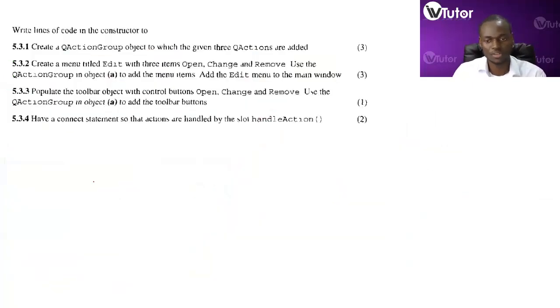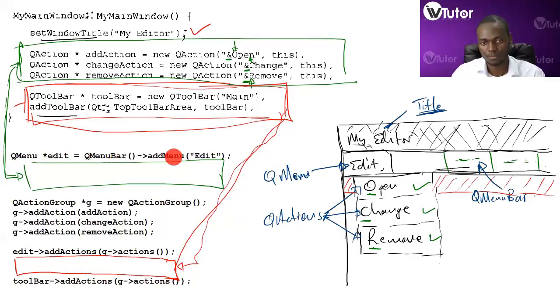So this question says create a menu titled edit with 3 items, open, change, remove, use the Q action group in A to add the menu items, and add the edit menu to the main window. So this line creates the edit menu and puts it on the main window and returns it. So this is very nice because it does it all in one go. Then we take our edit menu, then we put all our actions. So the answer for 5.3.2 is doing that and doing this.